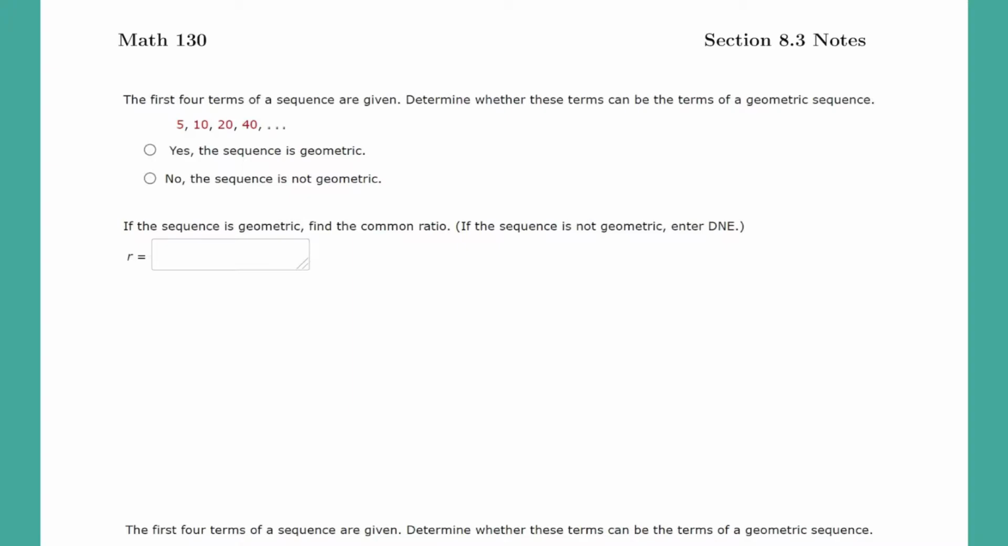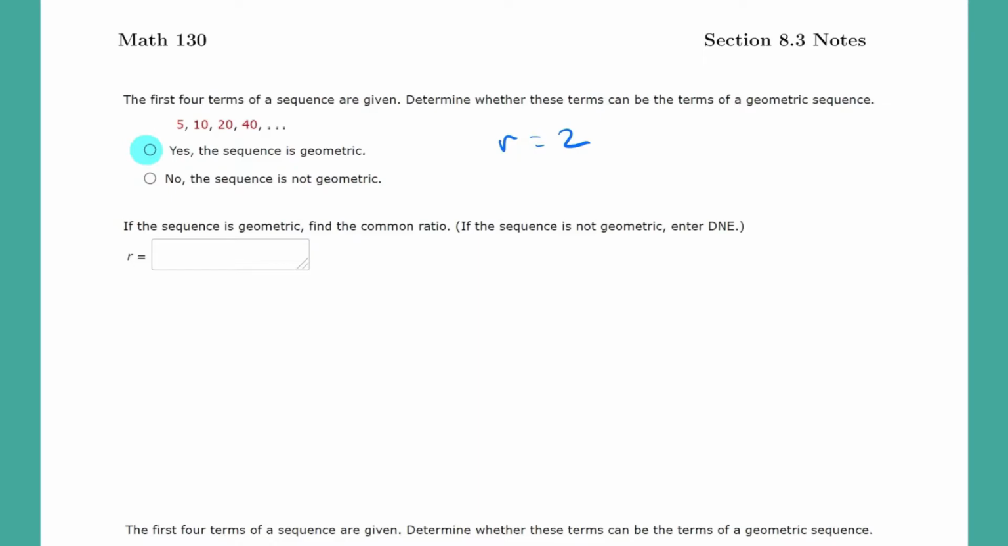So in this case, it looks like you're multiplying times 2 to get 10, and then if you multiply times 2 again, you get 20, and if you multiply times 2 again, you get 40. That means that there is a common ratio, which is 2. Therefore, it is a geometric sequence.